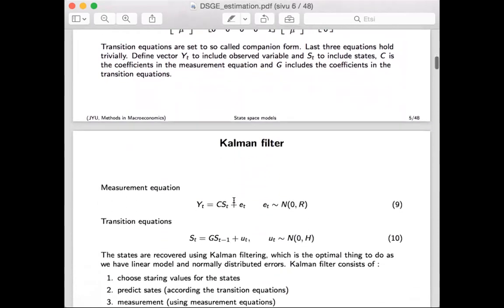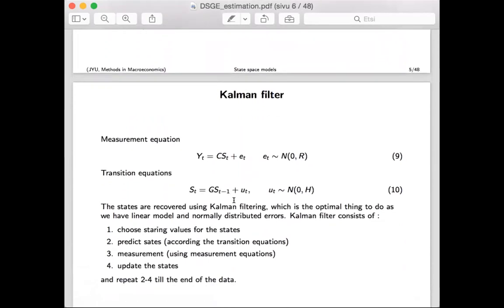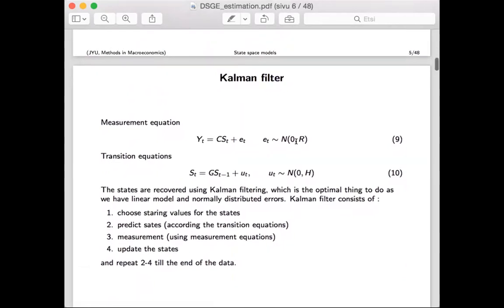Okay, now we have this in matrix form. And our errors are distributed normally with this variance covariance matrix, where this is actually a scalar, since we have only one variable in the measurement equation and one shock.